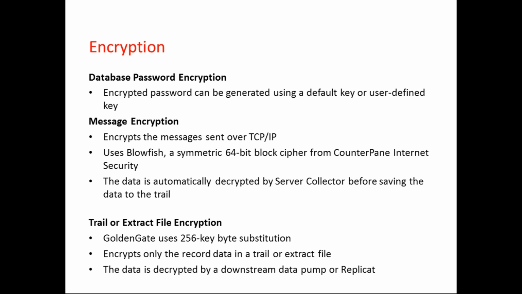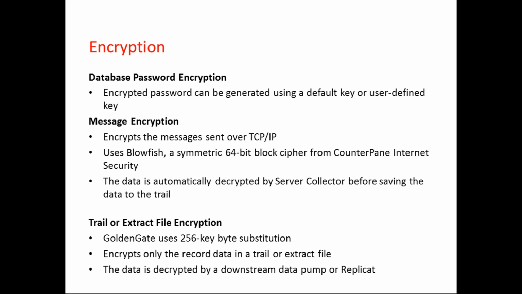The second thing is message encryption. The data which is sent from source to target is known as messages. Whatever is written in the trail file and sent to the target is known as messages. They are actually data, all your changes made to the database, but they are known as messages in GoldenGate. So the second is message encryption. You have to encrypt the messages which are being sent to the target.